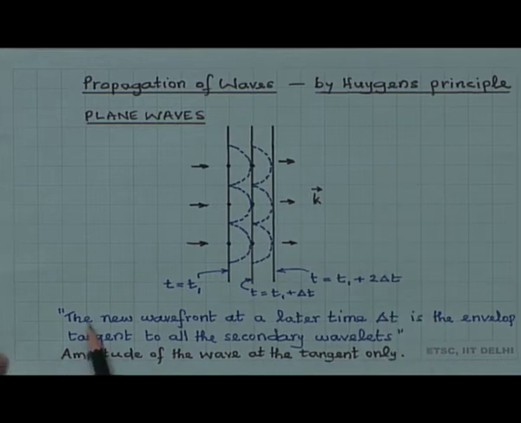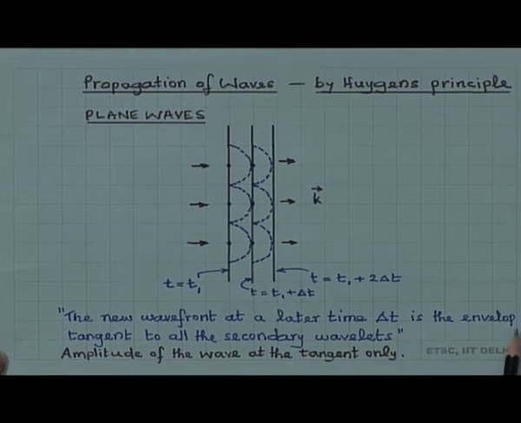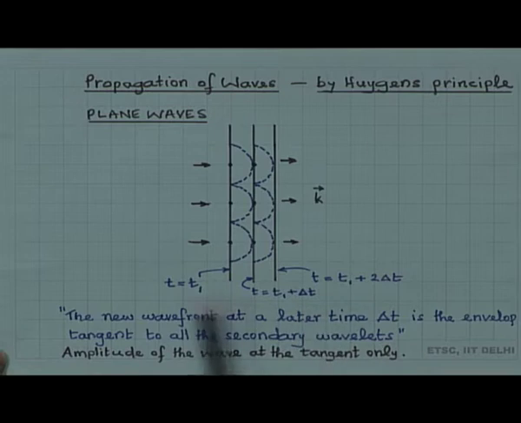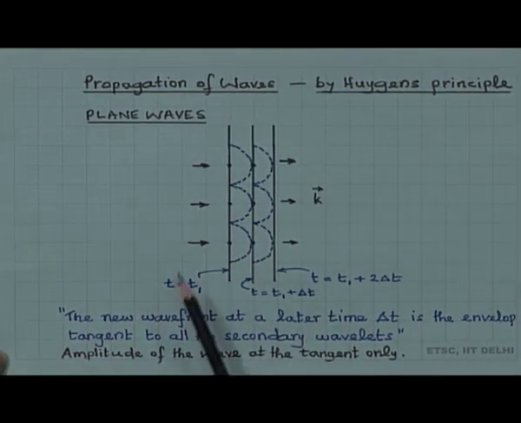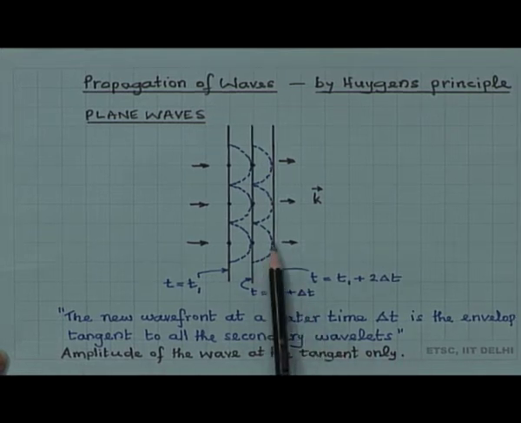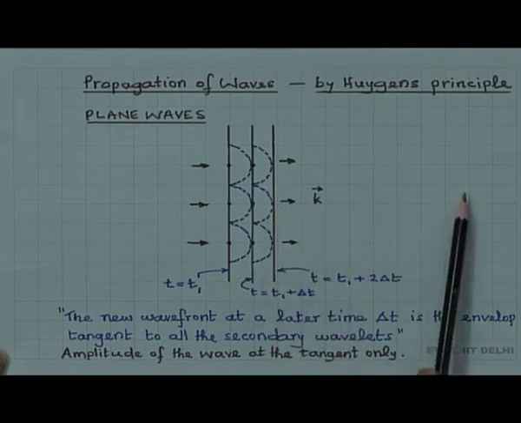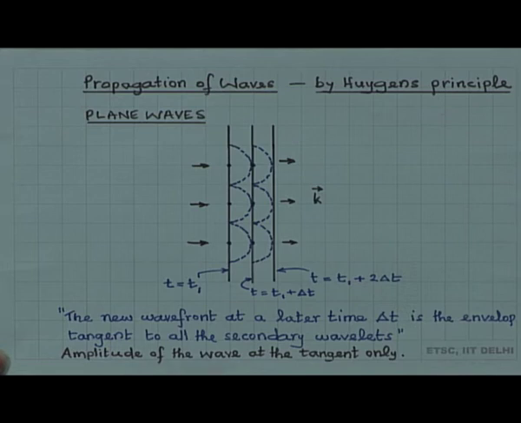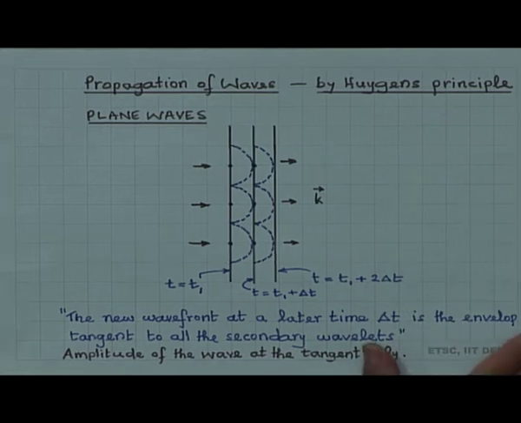So, the new wavefront at a later time delta t is the envelope tangent to all the secondary wavelets. This is an important statement which we will apply in the subsequent propagation. And the amplitude of the wave is at the tangent only, that is the assumption that was required for Huygens to show that the wave is propagating only in the forward direction.